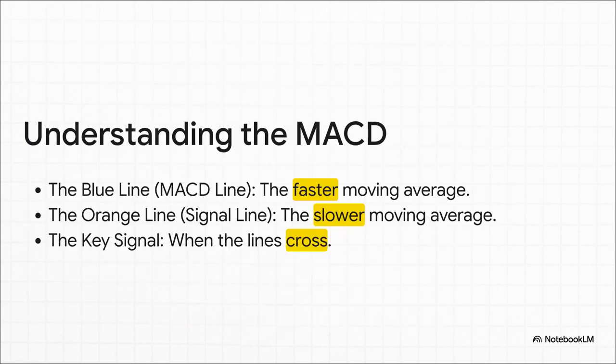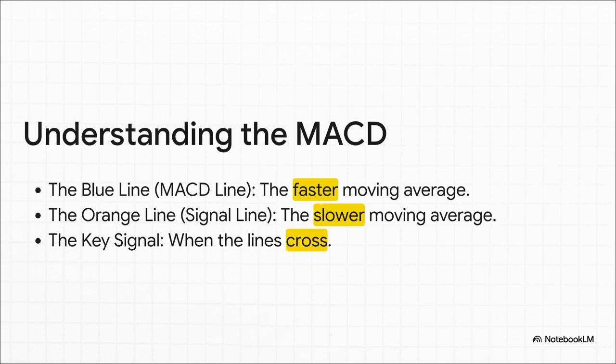So the most important part is just knowing how to read it. And really, you've only got 2 main lines to watch. You've got the blue line, which is the faster one. It reacts more quickly to what the price is doing. Then you've got the orange line, which is slower. Now the magic moment, the key signal we're looking for, is when those 2 lines cross.